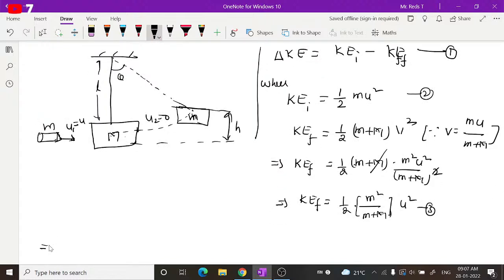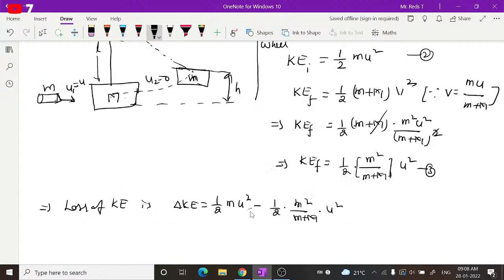So loss of kinetic energy delta KE is equal to half m u square minus half into m square by small m plus capital M into u square. Here half is common, m is also common, u square is also common. If you take half m u square out and simplify, you will get a different relation. Half m u square into 1 minus m by m plus capital M.